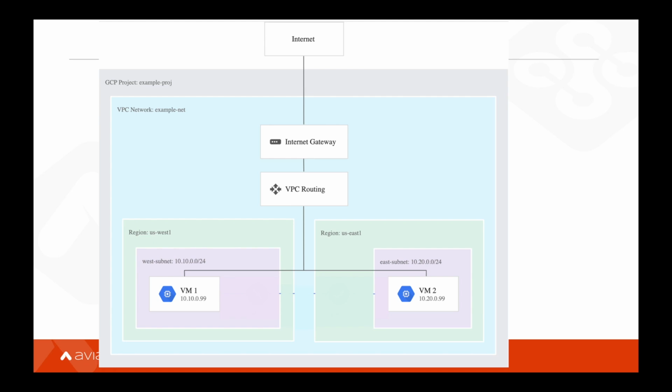Now, this might not be the desired outcome that you need, so you have to be really careful while you are doing that. So now you have your virtual machines deployed within two different regions, and they are actually talking to each other without you doing anything, through this VPC routing. If you need to control the traffic flow between these virtual machines, you have the option to create stateful rules. GCP calls them firewall rules, but they are equivalent to the security group in AWS.